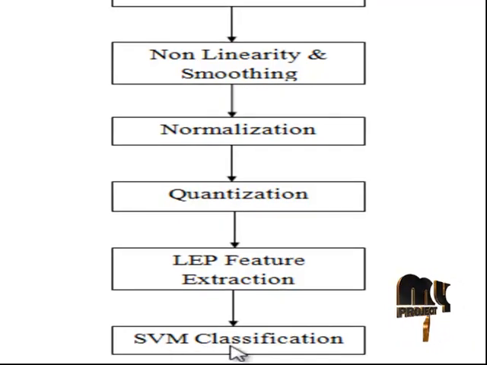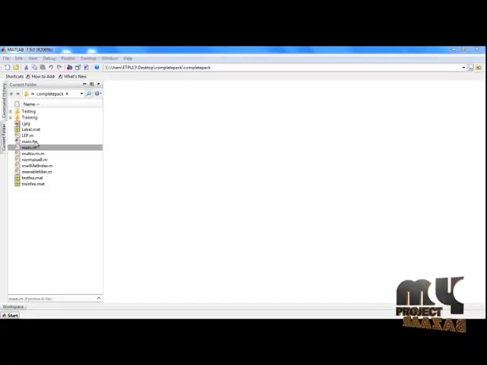The next block is SVM classification, support vector machine. In SVM, it maps the input vectors to a higher dimensional vector space where an optimal hyperplane is constructed. Among the many hyperplanes available, there is only one hyperplane that maximizes the distance between itself and the nearest data vectors of each category.